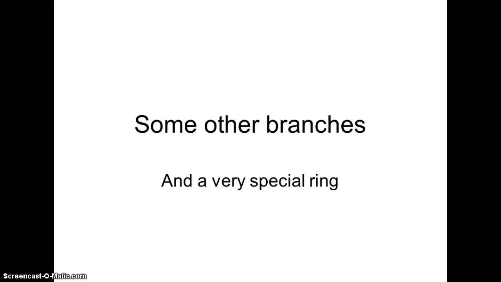Hi there kids, today we're going to talk about some of the other branches that we can put on alkenes and alkanes and alkynes. We're going to talk about a special ring that pops up a lot. Remember, a cyclic structure that pops up a lot in chemistry. And let's dive right on in.